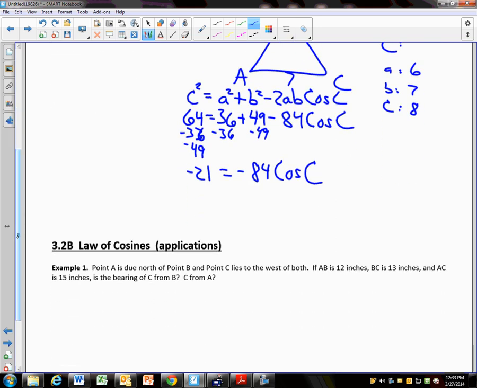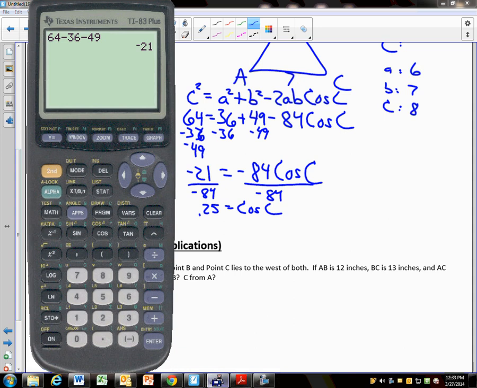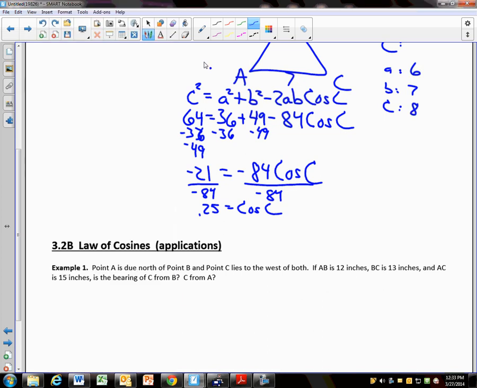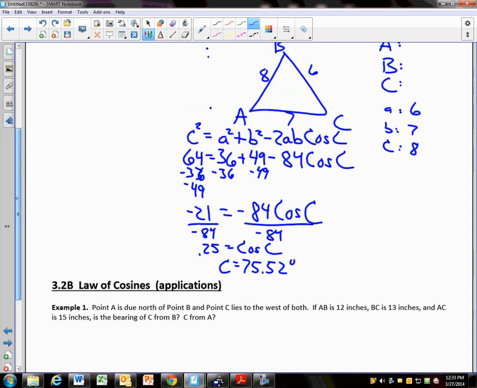Will cosine of C end up being positive or negative? Positive. And if cosine of C is positive, are you in the first quadrant or the second quadrant? First quadrant. So are you acute or obtuse? Acute. So the largest angle happens to be an acute angle. If I divide both sides by negative 84, I get 0.25 is equal to the cosine of C. Go to my calculator. How do I solve for that? Cosine inverse 0.25, and I get 75.52. That's my largest angle.